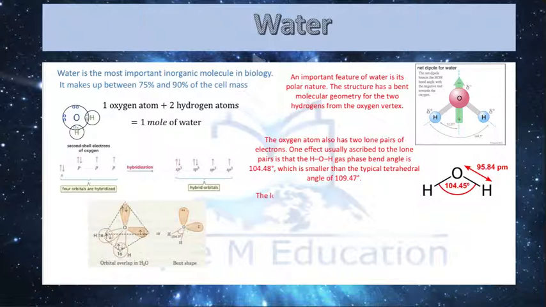The lone pairs are closer to the oxygen atom than the electrons sigma bonded to the hydrogen, so they require more space. This increased repulsion of the lone pairs forces the OH bonds closer to each other.